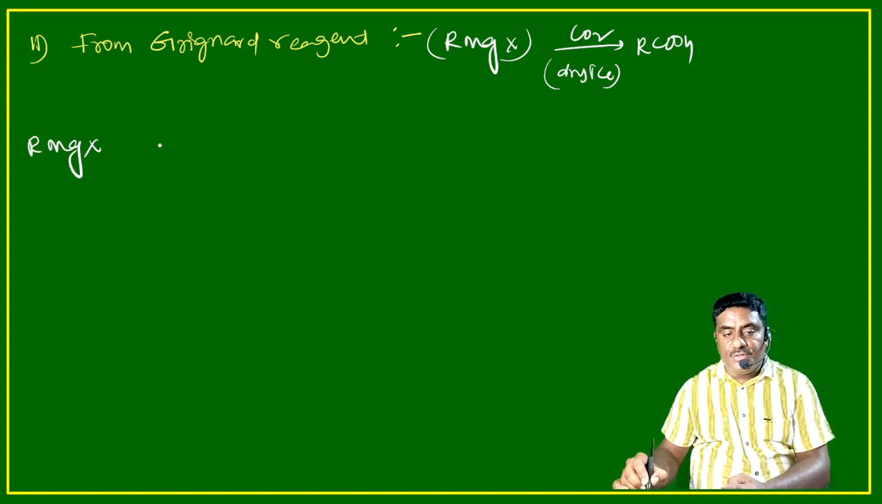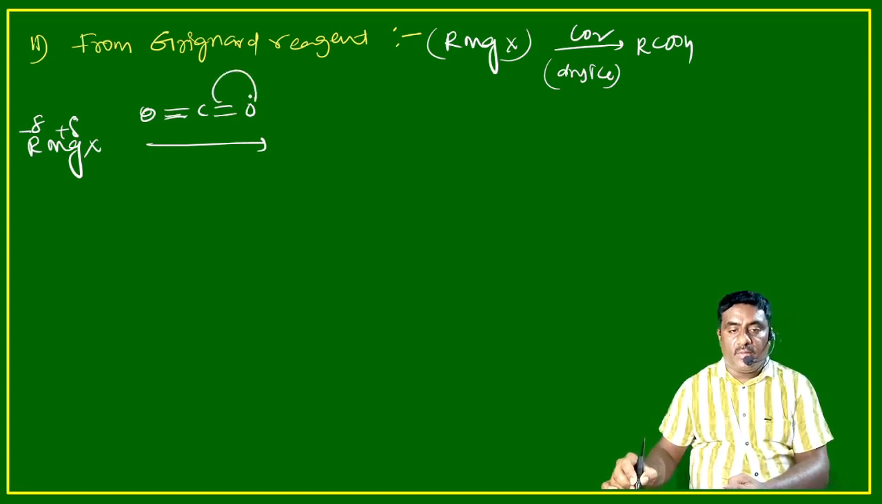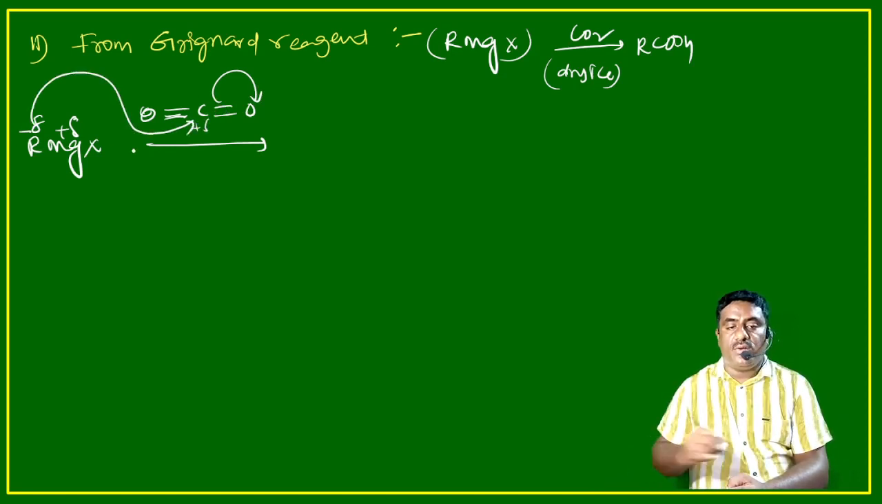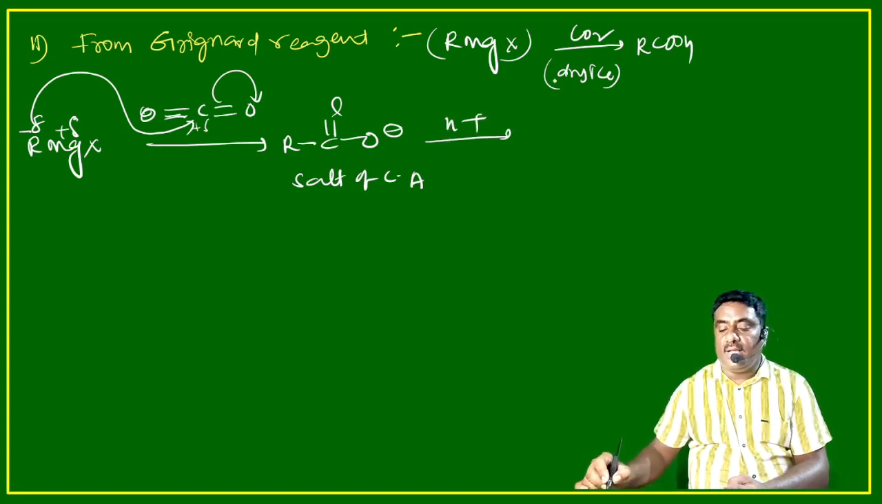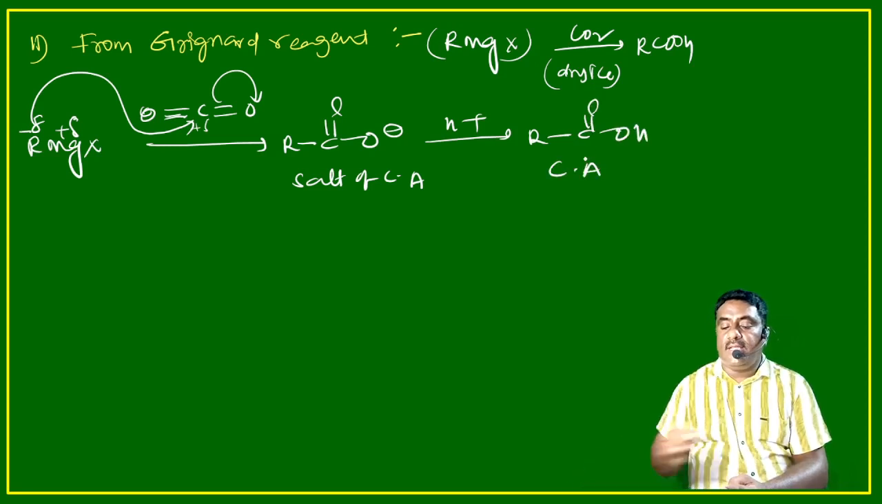Let's take the example RMgX in the presence of CO2. Look at CO2, C double bond O. The carbon has a partial positive charge. When the pi bond shifts to oxygen, the carbon generates a positive charge. So the negative charge attacks this carbon. What happened? It formed RC double bond O minus, a salt of carboxylic acid, which in the presence of H plus forms RCOOH, a carboxylic acid.